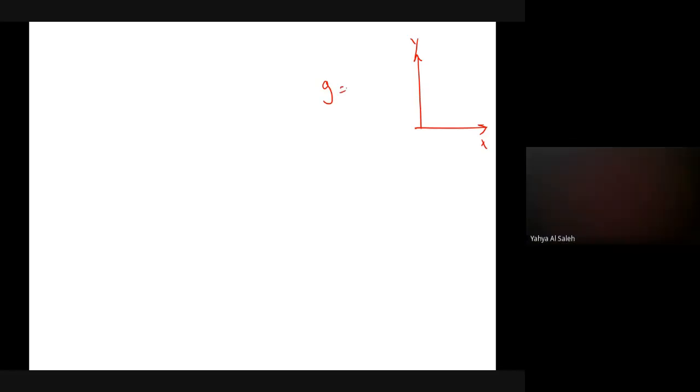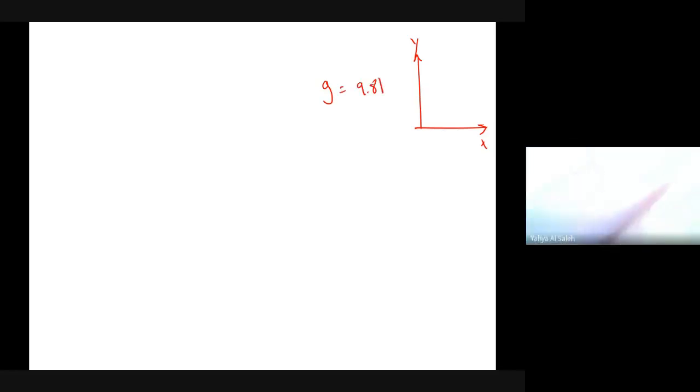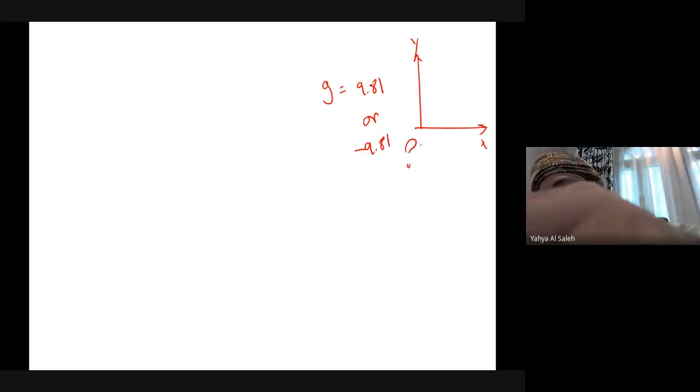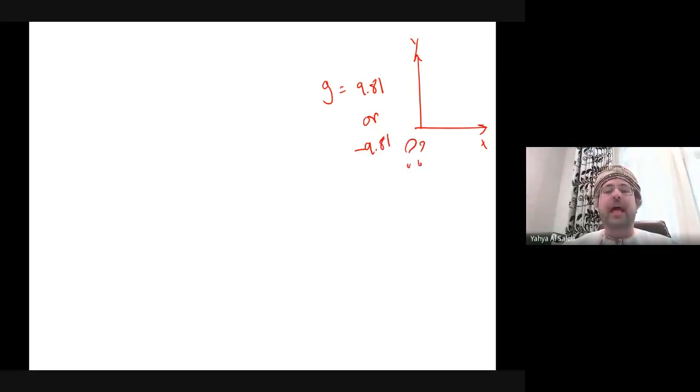G is equal to 9.81 or minus 9.81? The answer is it all depends on how you define your coordinate system.